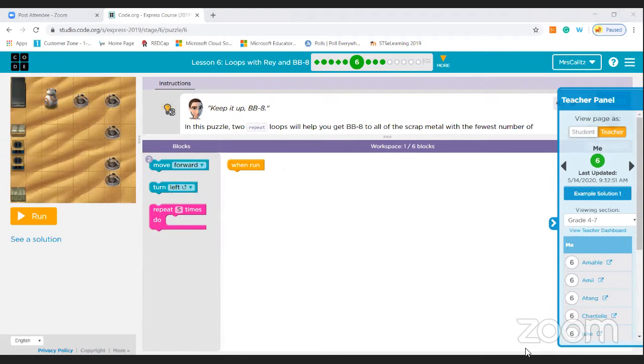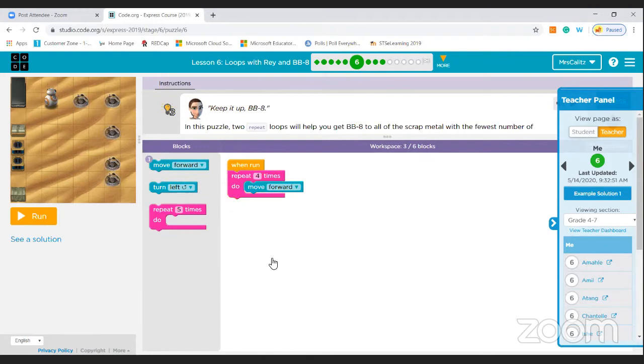So we are going to do puzzle 6 now. And it says, in this puzzle, use 2 repeat loops to get BB8 to all of the scrap metal. You are welcome to put up your hand if you want to help me, or otherwise, I will start coding so long. Okay, Amo says I need to move forward 4 times. So I guess I need to put that in a loop, Amo. Is that what you mean? Move forward 4 times.